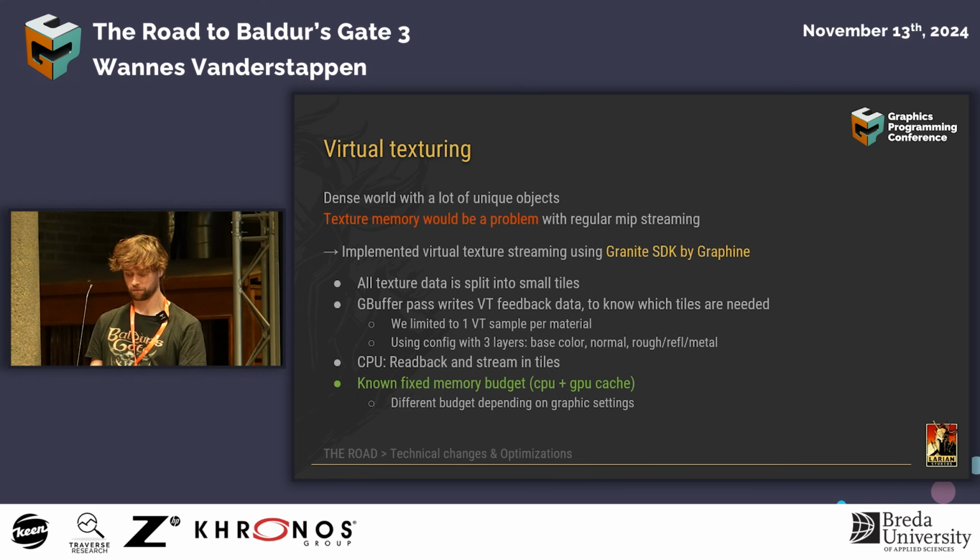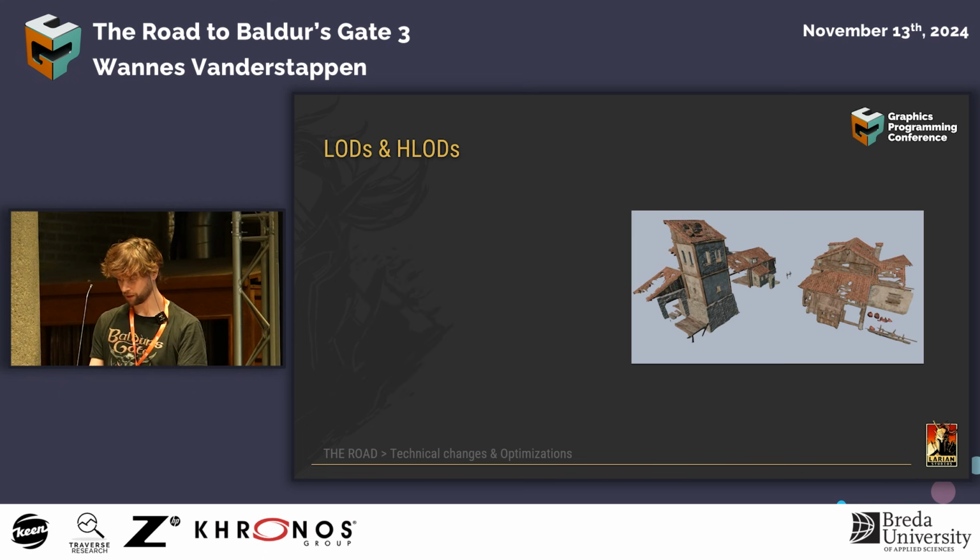We limited ourselves to one VT sample per material, and this is using three layers: base color, normal, and then all the physical properties. So the CPU does a readback of this to know what tiles to stream in. And this is nice because we have a known fixed memory budget, CPU and GPU cache. And this was different depending on the graphic settings. We also added LODs, of course, and HLODs. So we started using the mesh slot system again.